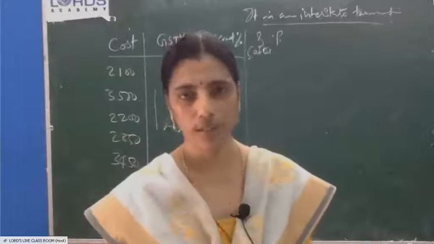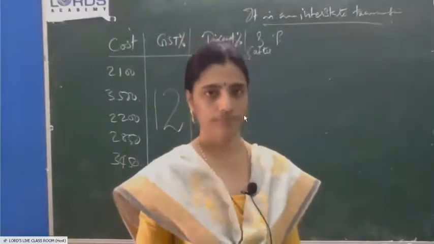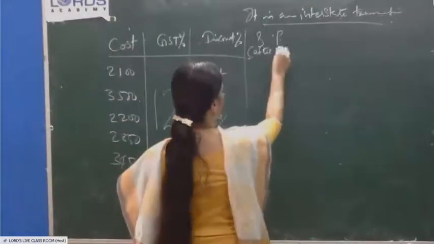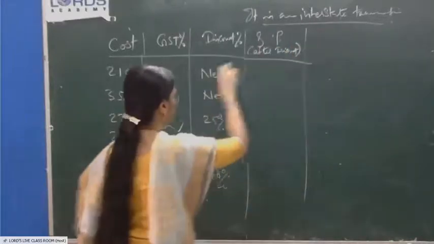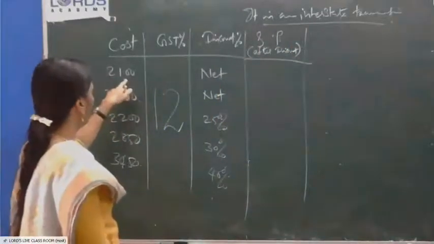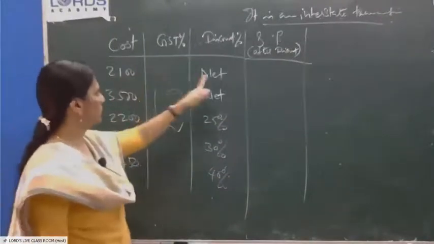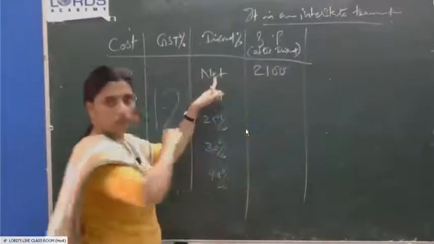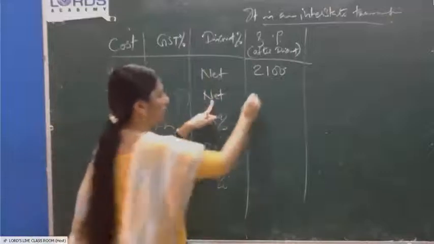Okay, Helena Jose is present today. She was typing. Okay, good. Helena, SP means after discount. All of you find 2,100. See, I told 12%. 2,100 but no discount, so same I am writing. Same. 3,500, same.